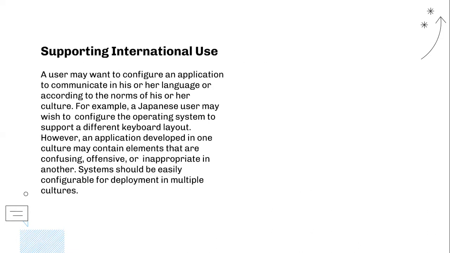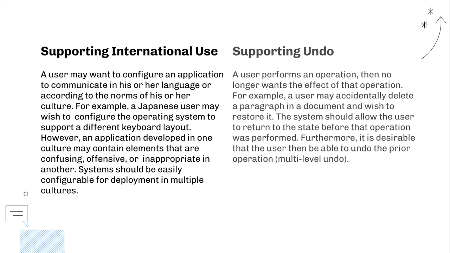Supporting international use. A user may want to configure an application to communicate in his or her language or according to the norms of his or her culture. For example, a Japanese user may wish to configure the operating system to support a different keyboard layout. However, an application developed in one culture may contain elements that are confusing, offensive, or inappropriate in another. Systems should be easily configurable for deployment in multiple cultures.